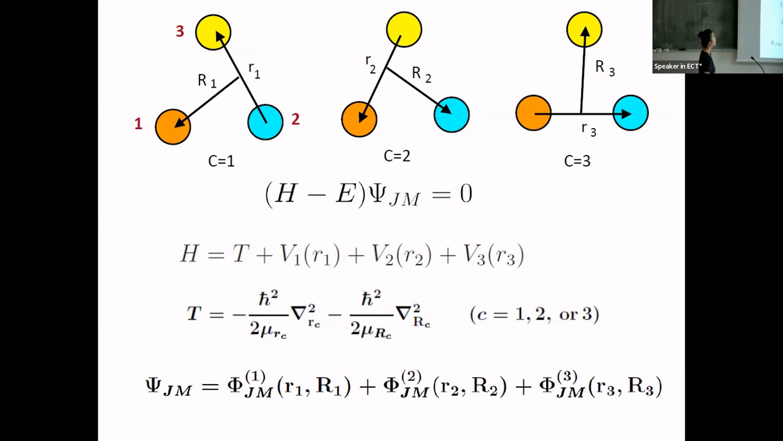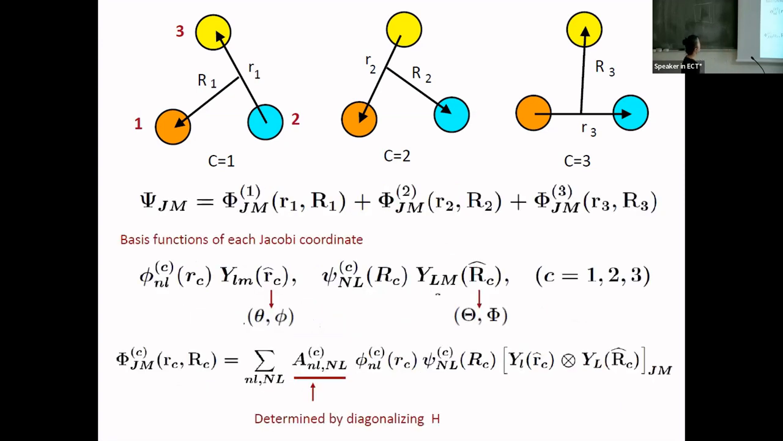The Hamiltonian is written like this, and this is the kinetic energy written by this definition. V1, V2, V3 are the two-body potentials, where V1 corresponds to this potential, V2 is like this, and V3 is like this. Then the wave function is a sum of these three kinds of Jacobi coordinate channels, and is written by this equation.